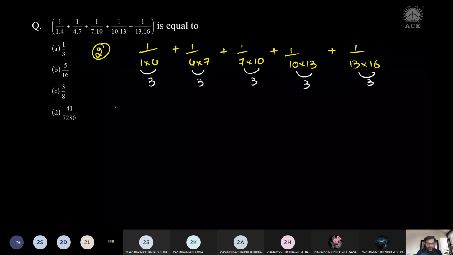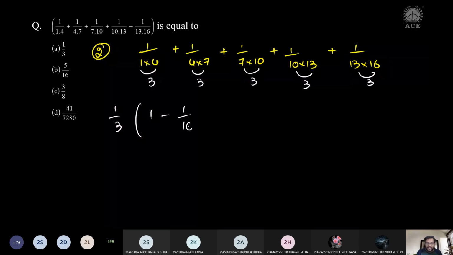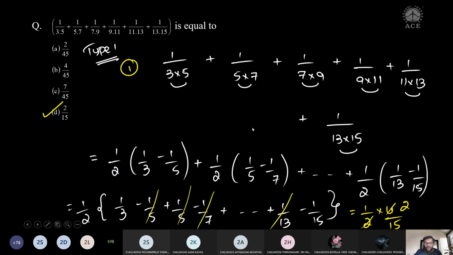1 by 3 into first term 1, last term 1 by 16 only will be left over. 1 minus 1 by 4, this is 1 by 4 minus 1 by 7, like that. First term and last term only will be left over. Remaining all will cancel. While doing more and more questions, you need to simplify. See, this is the first term 1 by 3, last term 1 by 15. Only those two are left over at the end.